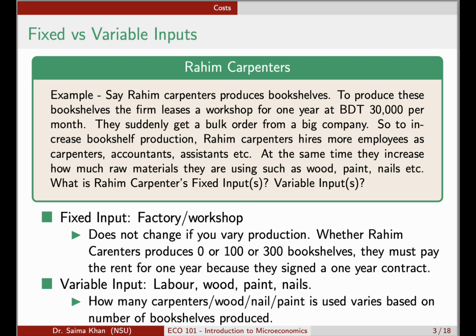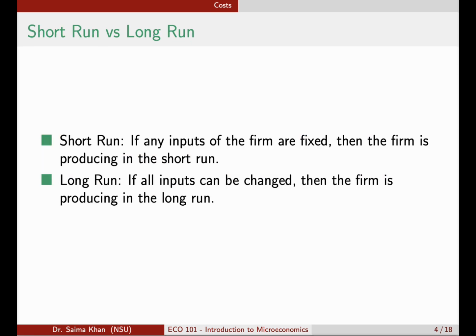The factory space, essentially land, is their fixed input because it doesn't vary with the number of bookshelves that they have to produce. On the other hand, remember, variable inputs are those which vary with how much you produce. So when they get this bulk order, they have to, of course, hire more labor, get more wood, get more paint, nails, etc., etc. So these are all examples of variable input.